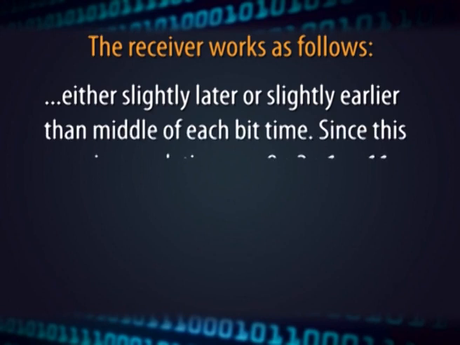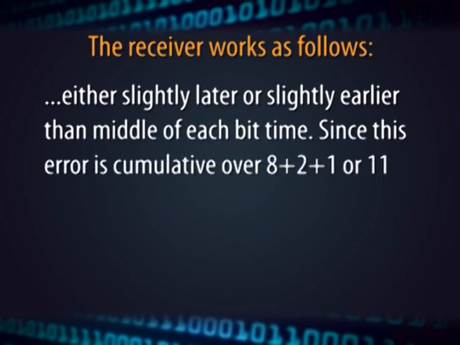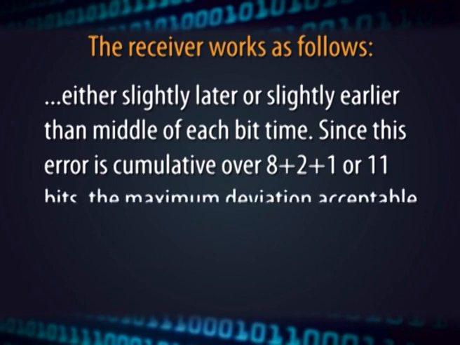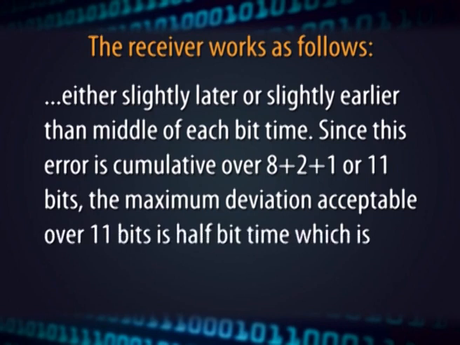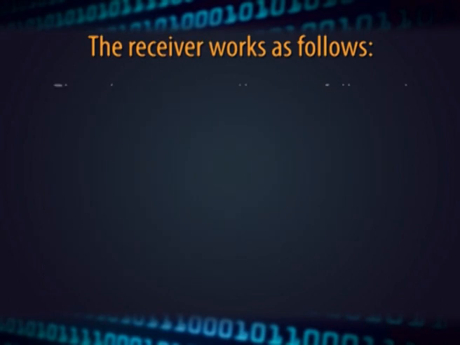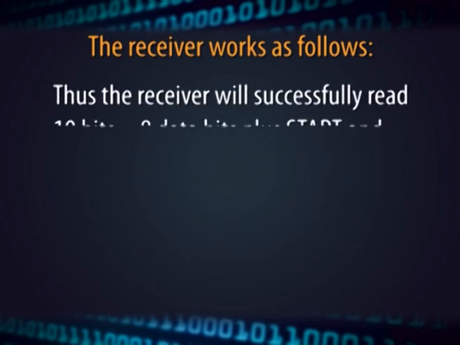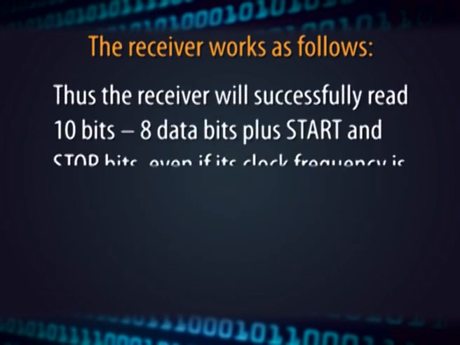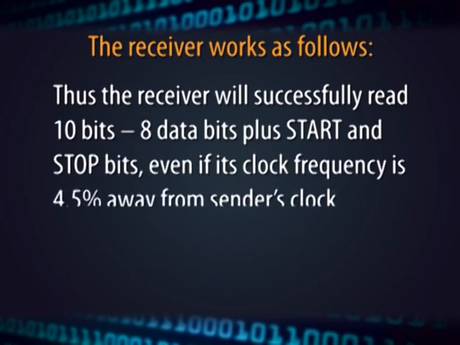Since this error is cumulative over 8 plus 2 plus 1 or 11 bits, the maximum deviation acceptable over 11 bits is half bit time, which is roughly 0.5 divided by 11 or 4.5%. Thus, the receiver will successfully read 10 bits, 8 data bits plus start and stop bits, even if its clock frequency is 4.5% away from the sender's clock frequency.